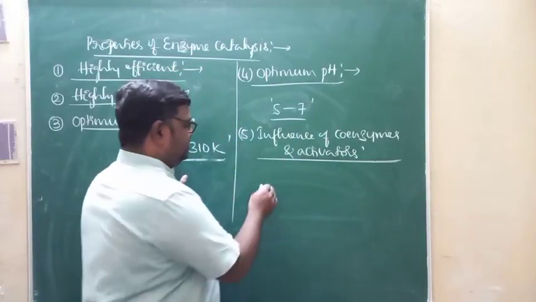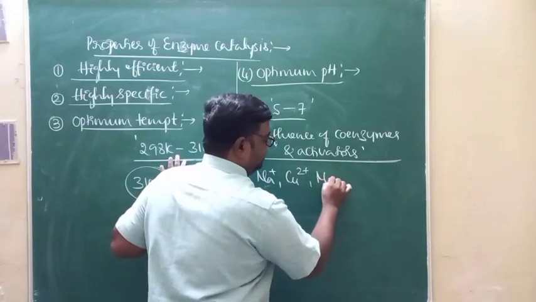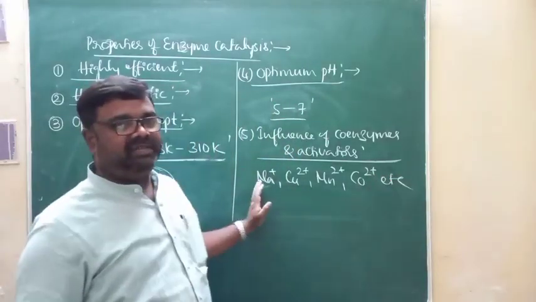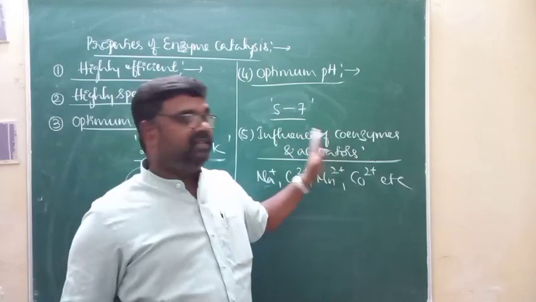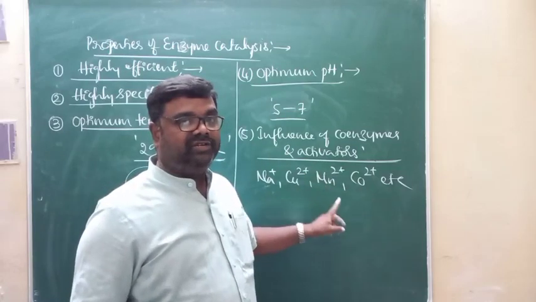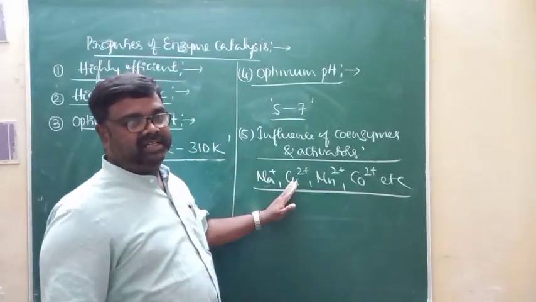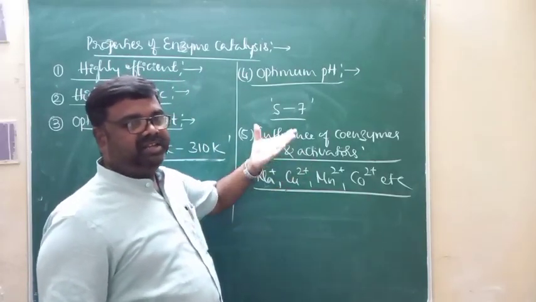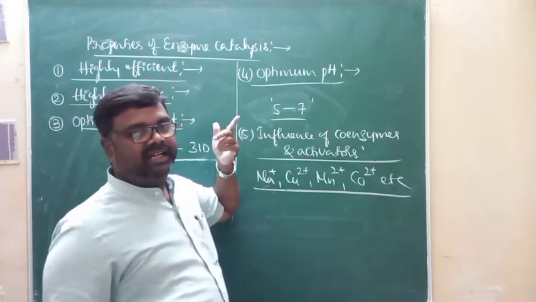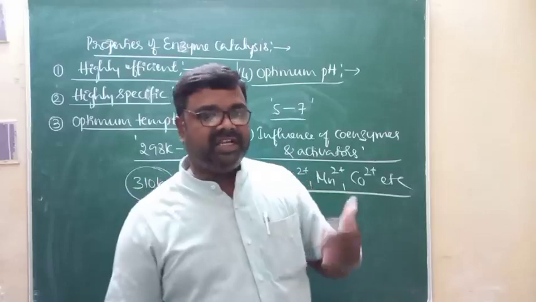At the same time, we have certain metal ions like Na+ ions, Cu2+ ions, Mn2+ ions, Co2+ ions, etc. In presence of these metal ions, the catalytic activity of enzymes will be maximum. That's why these metal ions are called activators. These activators will be attached to the surface of enzymes through weak chemical bonds. Thereby, the catalytic activity of enzyme increases. For example, in presence of Na+ ions, the activity of amylase enzyme increases, right?